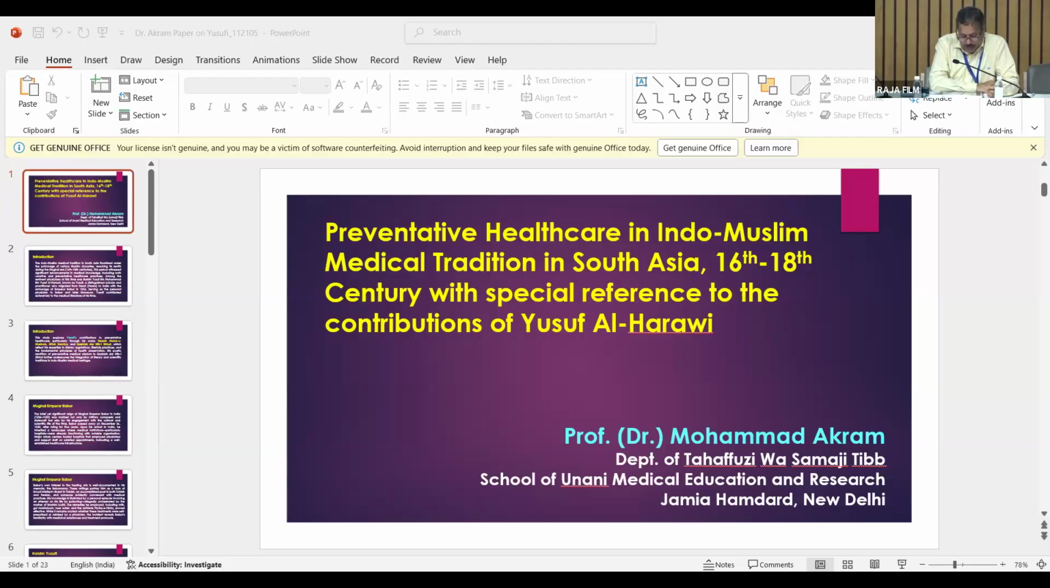To conclude, the medical legacy of Hakim Yusuf al-Harawi stands as a testament to the sophistication and holistic approach of the Indo-Muslim medical tradition during the Mughal era. Through his pioneering focus on preventive healthcare, Yusufi not only preserved and disseminated the principles of Unani medicine, but also enriched them with a uniquely Indo-Persian synthesis of science, literature, and spirituality.